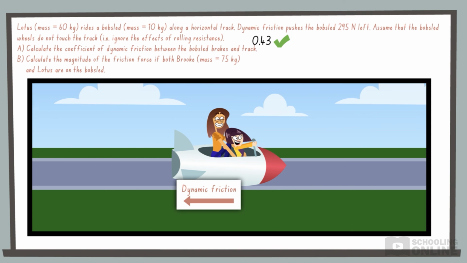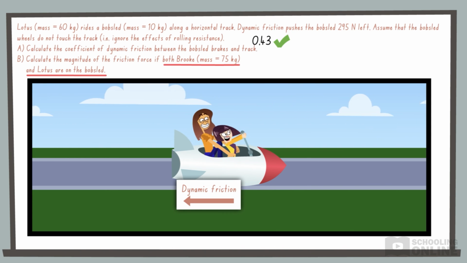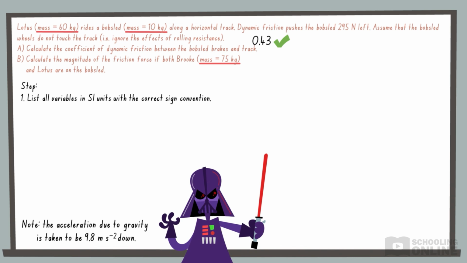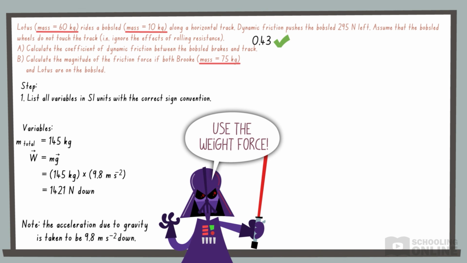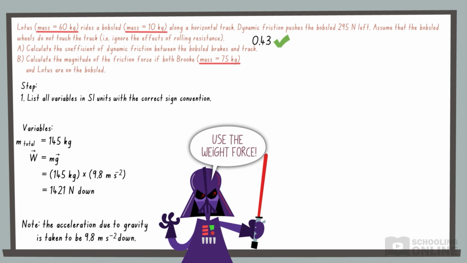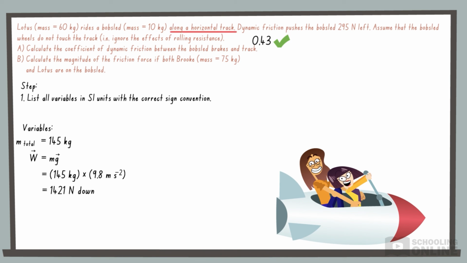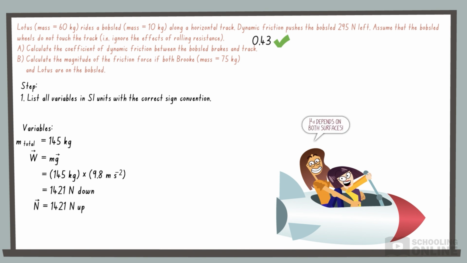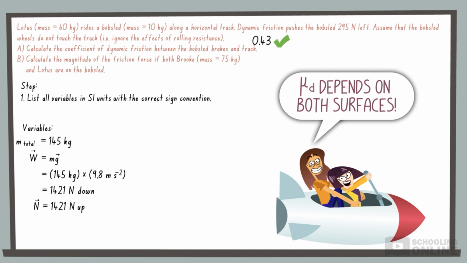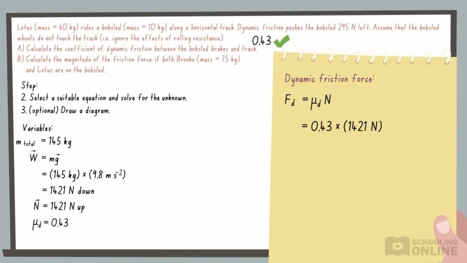Our next goal is to calculate the friction force when both Brooke and Lotus are on the bobsled. The total mass is 145 kilograms, so the total weight is 1,421 newtons down. Once again, they are moving horizontally, so the normal force balances the weight force. Motion occurs between the same two surfaces, the bobsled brakes and track, so we use the same coefficient of dynamic friction. Overall, the force has a magnitude of 611 newtons.